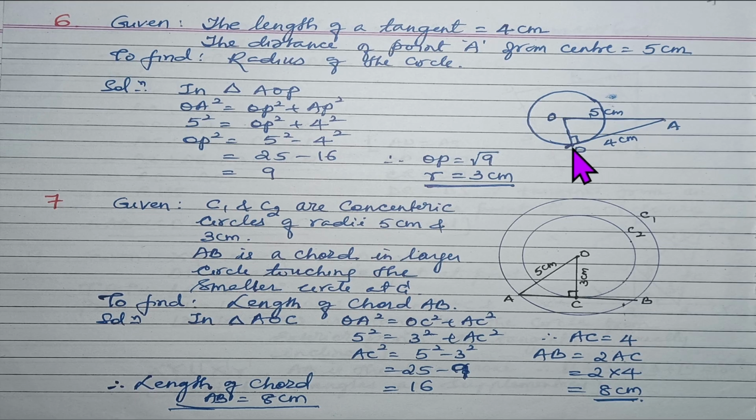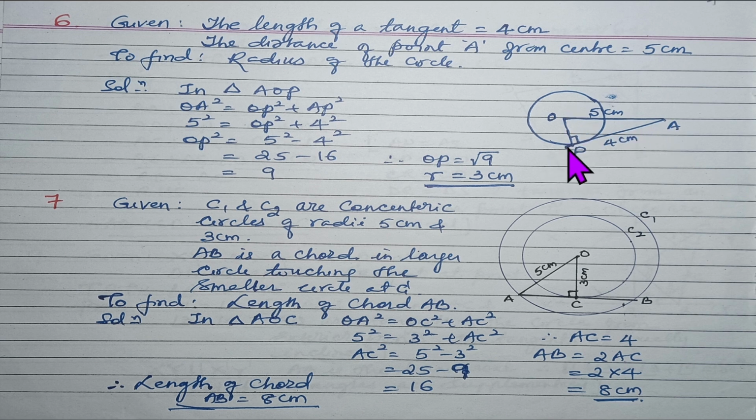Now coming to the next example, we are given the length of a tangent as 4 cm, that means A is the exterior point, AP is 4 cm, and also the point A is at 5 cm from the center. That means the line OA is 5 cm. Now we have to find the radius of the circle. Again, very simple, apply the Pythagoras theorem here, because angle OPA is 90 degrees, because the radius and the tangent at the point of contact are perpendicular to each other, and in triangle AOP we find that OA square is equal to OP square plus AP square.